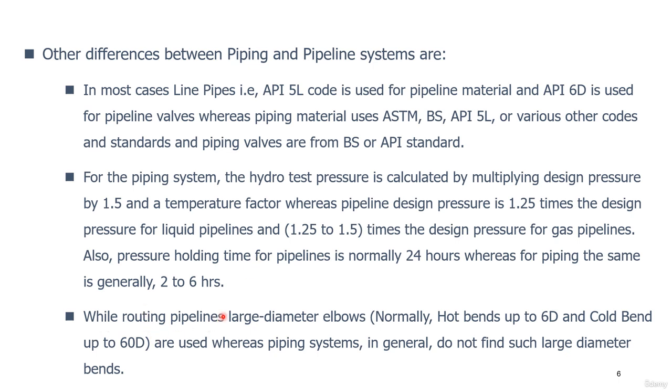Now while routing pipelines, large diameter elbows, normally hot bends up to 6D and cold bends up to 60D, are used, whereas piping systems usually use standard fittings, 90-degree elbows, 45-degree elbows, and in general you do not find such large diameter bends.